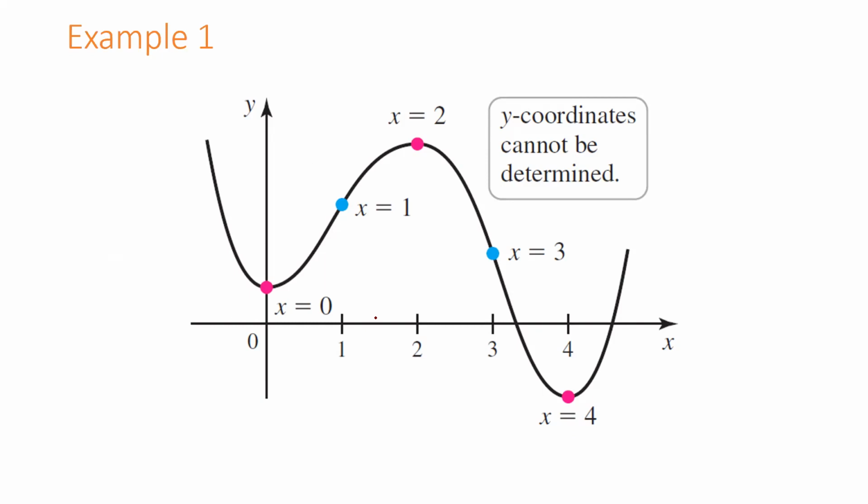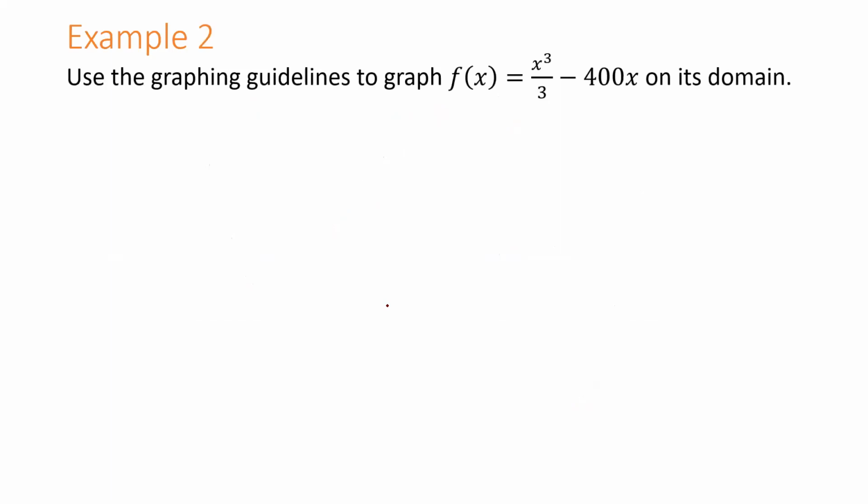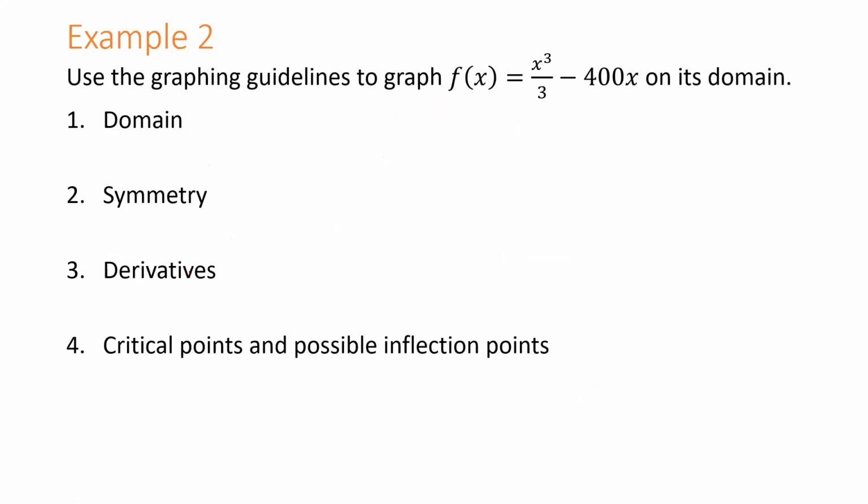So for the next few examples, we're going to go through the guidelines step by step and try to gather all this information that we can use to piece together a graph. So let's start with this function here, f of x equals x cubed over 3 minus 400x. Okay, it looks simple enough. We've got a cubic polynomial. But we're going to go through and collect a bunch of information about it. So let's start with the first few steps here. We're going to do all these steps first.